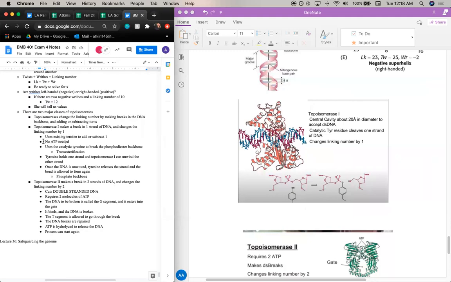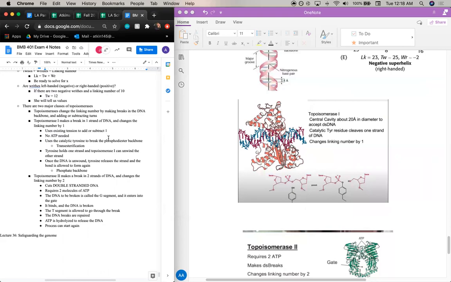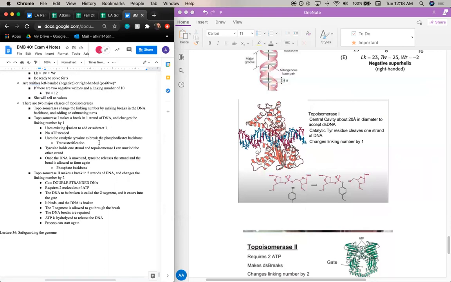For this, you do not need ATP because it's using the existing tension in that DNA sequence to add or subtract linking number. Okay, it's going to use the catalytic tyrosine to break the phosphodiester backbone, and that's a transesterification reaction. So just know that tyrosine's holding that one strand while topoisomerase 1 can unwind the other strand, so it's kind of just holding it out of the way. And then once topoisomerase 1 has unwound that DNA, the tyrosine releases the strand and the bond is allowed to form again, and that bond being the phosphate backbone.